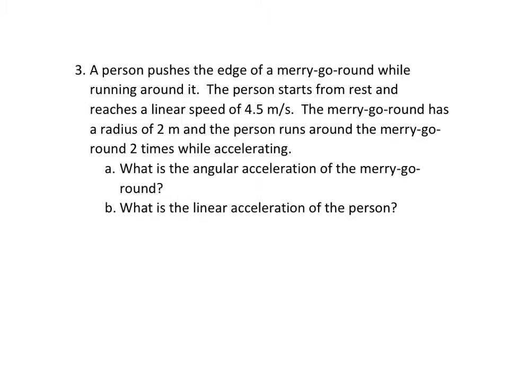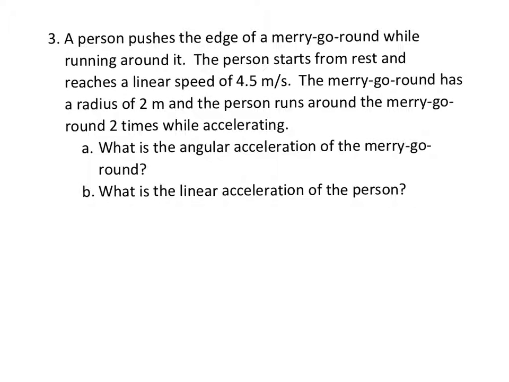Okay, and the final example, a person pushes the edge of a merry-go-round while running around it. The person starts from rest and reaches a linear speed of 4.5 meters per second. The merry-go-round has a radius of 2 meters, and the person runs around the merry-go-round 2 times while accelerating. First, what is the angular acceleration? Second, what is the linear acceleration of the person? So again, let's list our given and find.